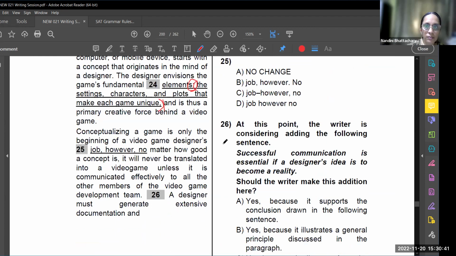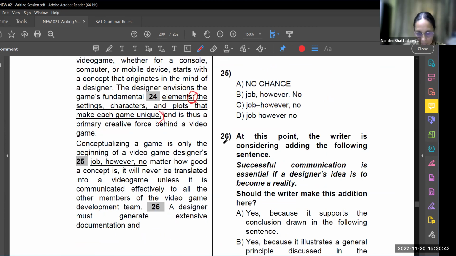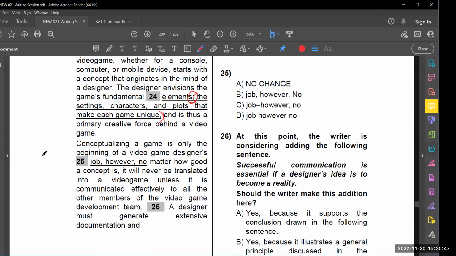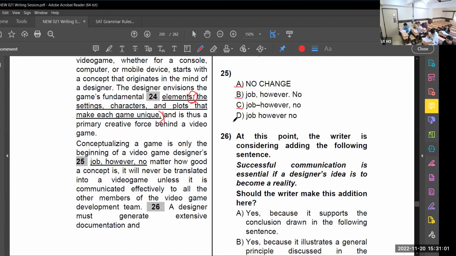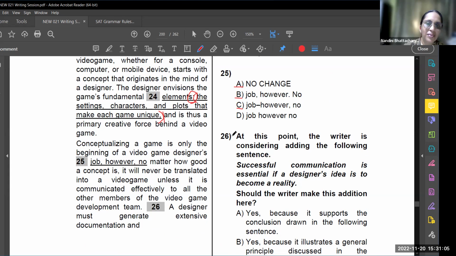Okay, number 25. A. B. No, A. No change. Okay, we have no change. We have B. C. Anything else? C. Any with D? We seem to have all the options represented.